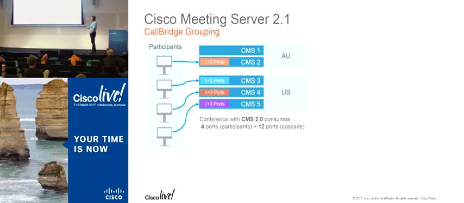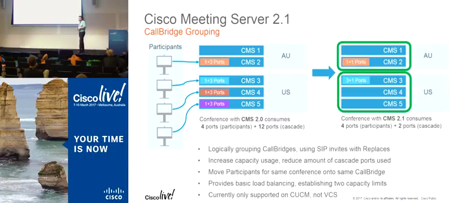So in version 2.1, we introduce a new concept that helps resolve this, and that is what we call call bridge grouping. What call bridge grouping does is logically enable us to associate multiple call bridges within a single call bridge group. And likewise, we've got a call bridge group in Australia there as well.